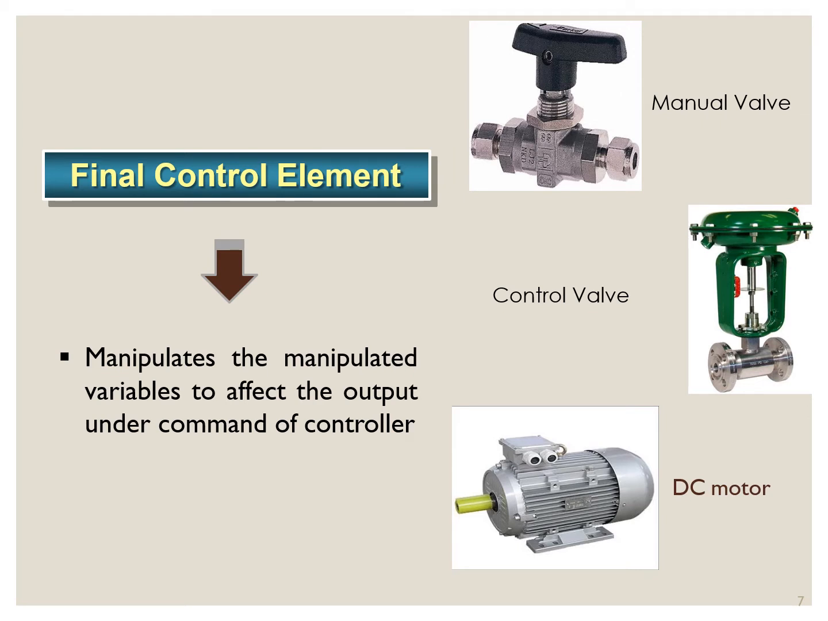The function of the final control element is to manipulate the manipulated variable to affect the output under command of the controller. This is only a few examples. We have many types of valves in a real plant. This one is a manual valve, which can be operated by a human. This is a control valve, normally connected to the controller, the automatic control system. And this is our DC motor.